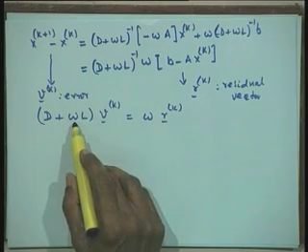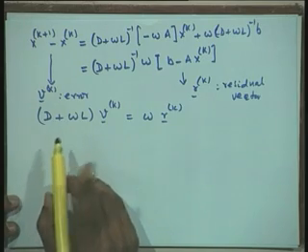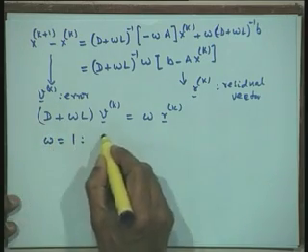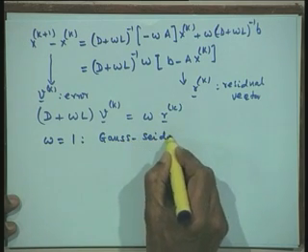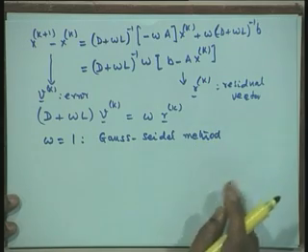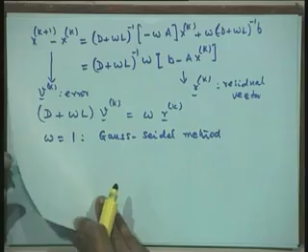Otherwise, when ω is equal to 1, this is the same as Gauss-Seidel, and hence we call this a generalization of the Gauss-Seidel method. Now, you can see when ω is equal to 1, we immediately get our Gauss-Seidel method here. Therefore, it is not computationally expensive compared to the Gauss-Seidel method at all.